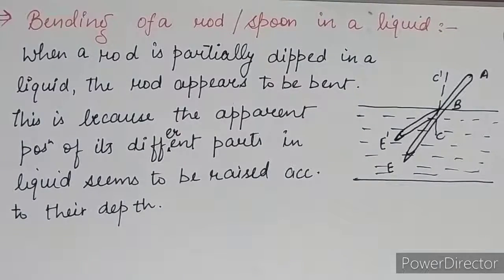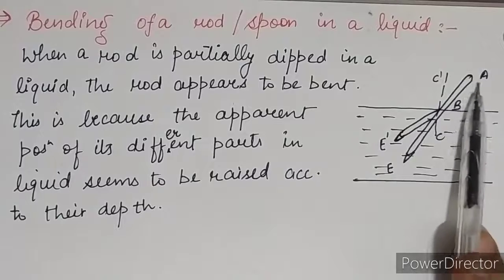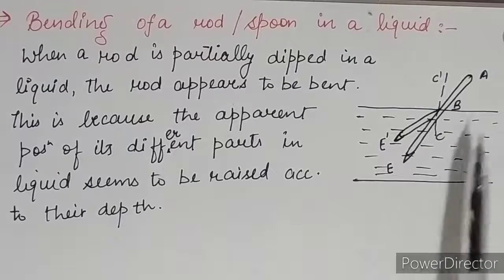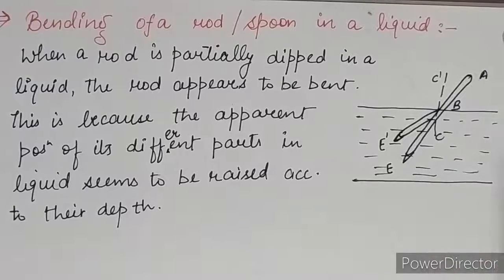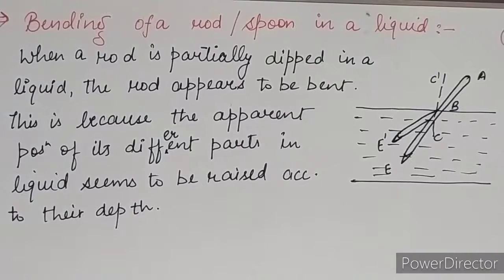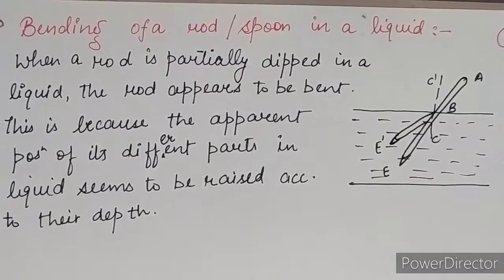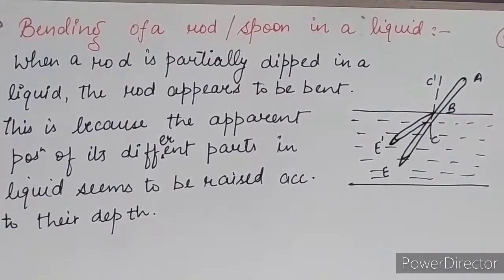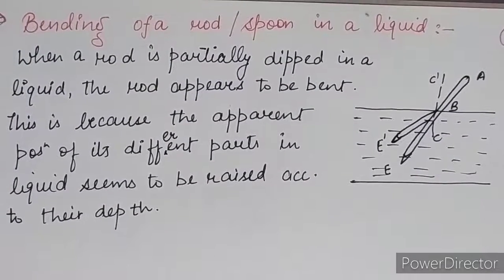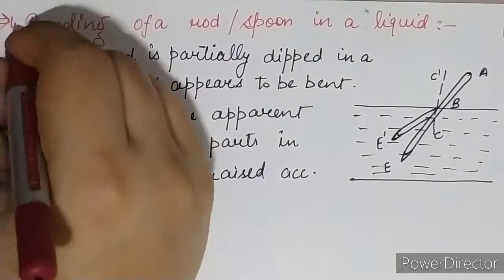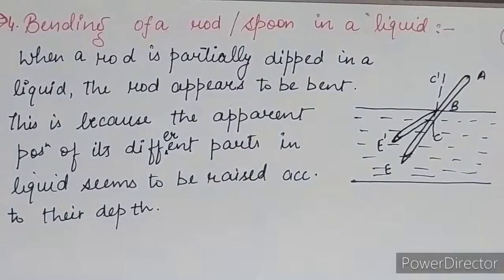Even though it should appear at A, B, E, it appears as A, B, E dash. So this is about the bending of a rod or a spoon. This is all about atmospheric refraction only. Clear? Moving ahead, this is the fourth one; the third we discussed in our previous lecture.